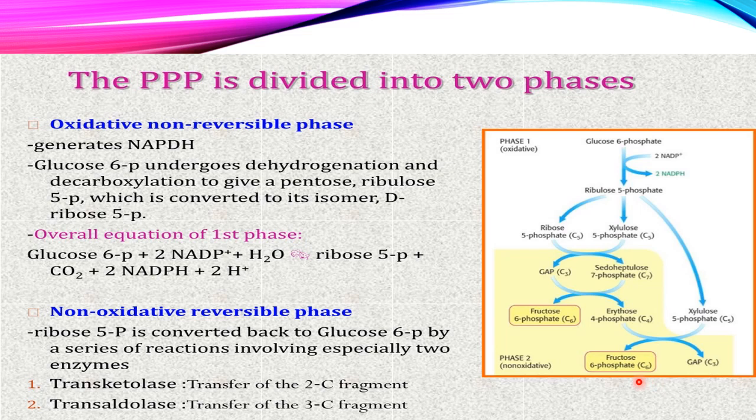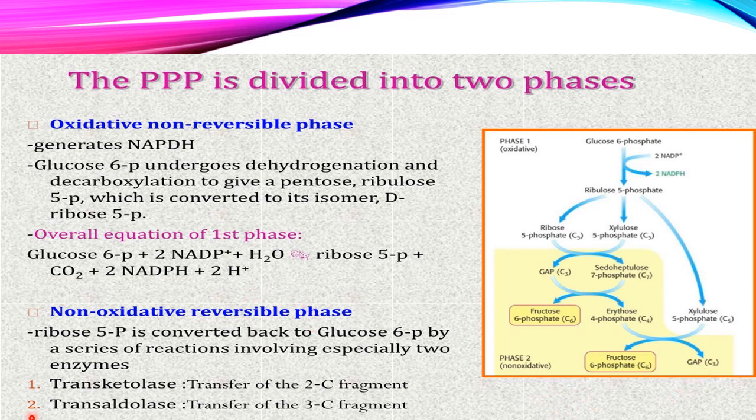And again, it is becoming fructose 6-phosphate, which is a C6 carbon compound. Again, this compound is following the glycolysis cycle. So this is also entering the glycolysis cycle. This is also entering the glycolysis cycle. And we know that glyceraldehyde phosphate is also entering the glycolysis cycle. So, from this, the glycolysis will continue.